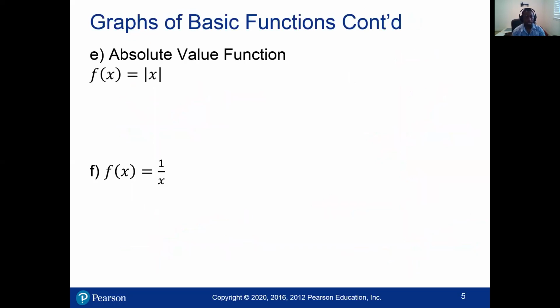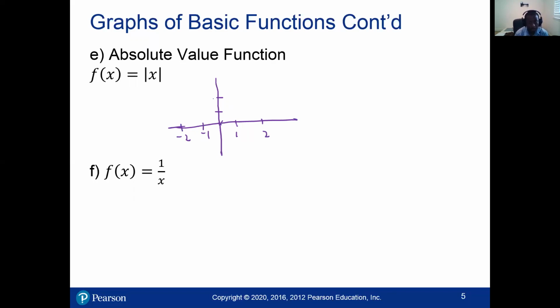Two more. We have the absolute value function. So for the absolute value function, this is your x and y coordinate system. Okay, let's pick 1 and 2, and 1 and 2, and then 0, 0, negative 1, and negative 2. Because if you take the absolute value of a number, you get positive all the time.